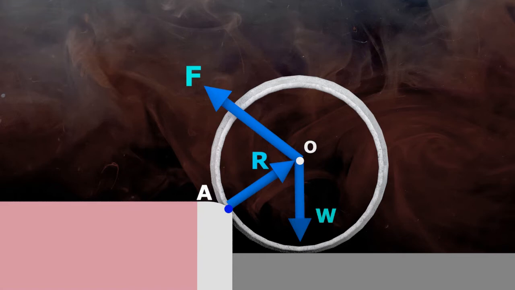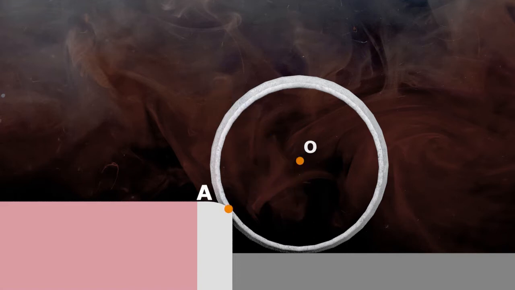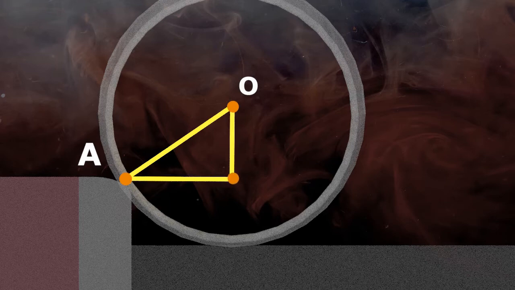Thus, the line of action of reaction R is same as line joining point A and center of gravity O, that is OA. And suppose R makes angle theta with x-axis. So let's find out this angle. First of all, join the line OA. Now try to make a right angle triangle by extending horizontal or vertical lines from O and A. Here horizontal line is extended from A and vertical line from O, and we get a right angle triangle.